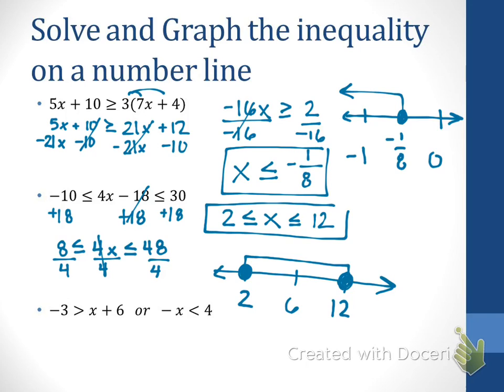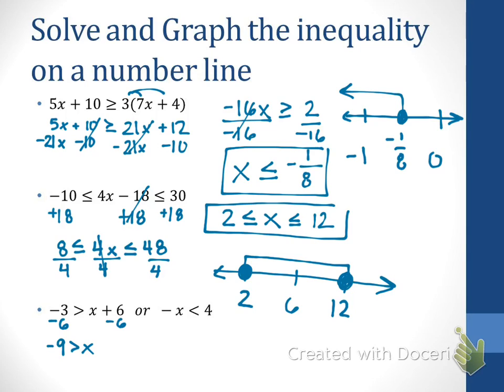So next problem here, we have negative 3 is greater than x plus 6, or negative x is less than 4. What is important in that problem? Well, there's a lot of important stuff, but there's a certain word. Or. That must be in our answer, because I know x is going to be this way or it's going to be that way, okay? So let's solve for x in the first problem. What would I do? Subtract 6, and we get negative 9 is greater than x.